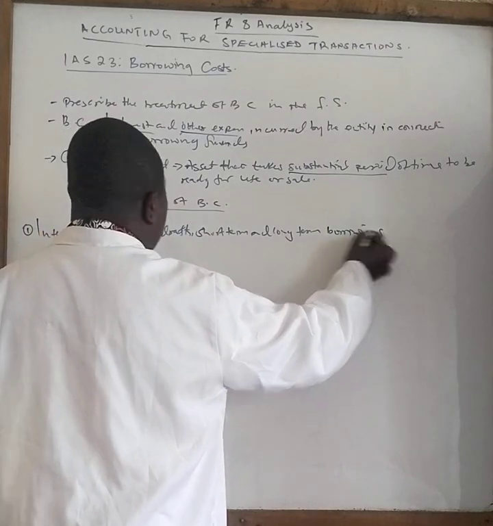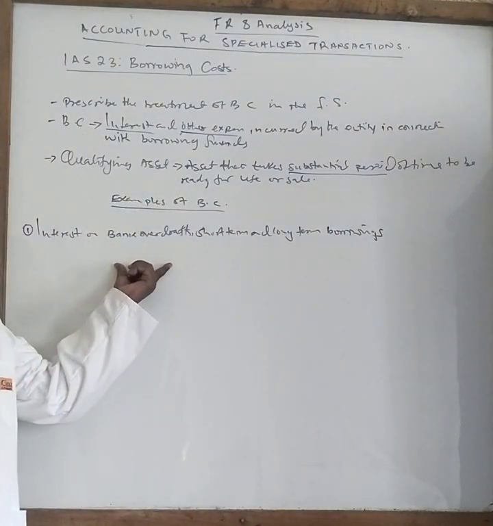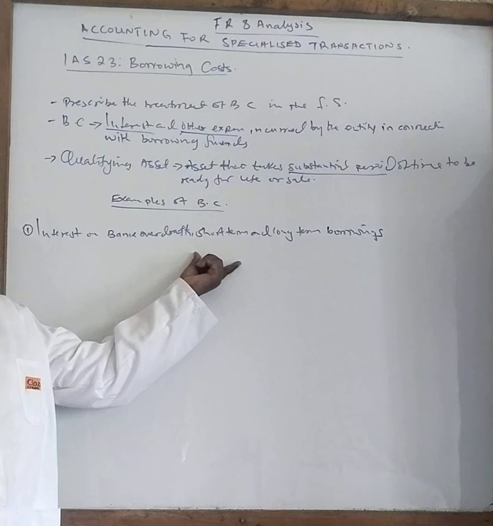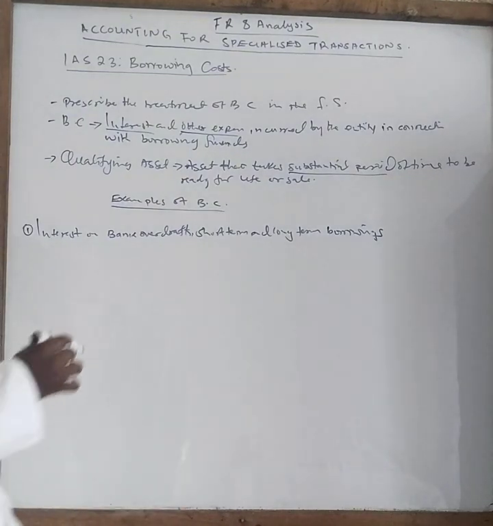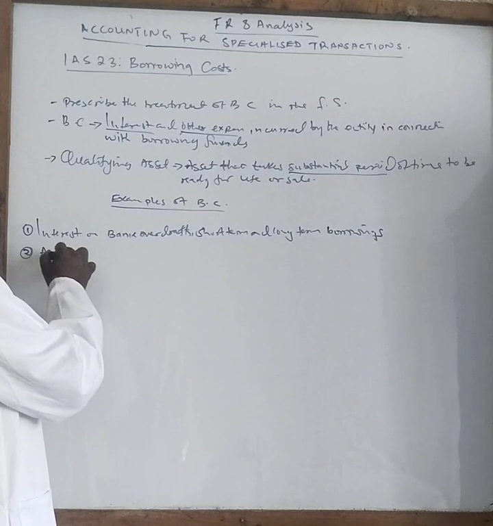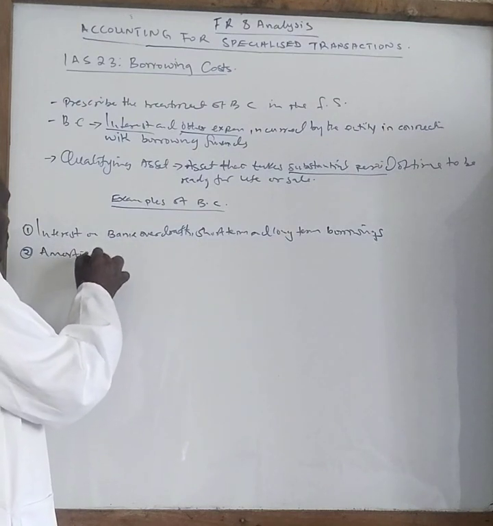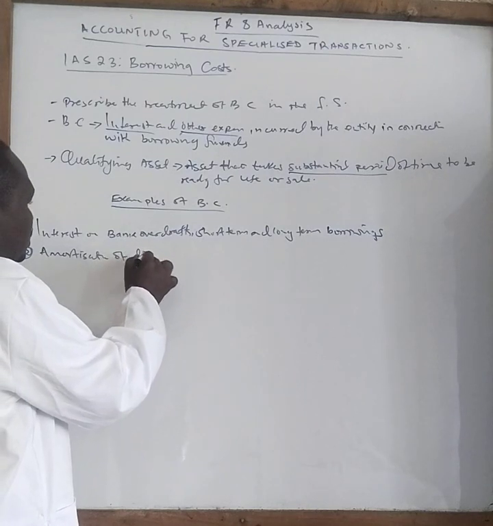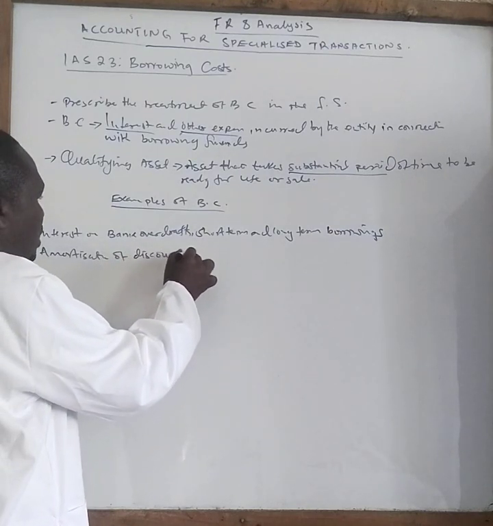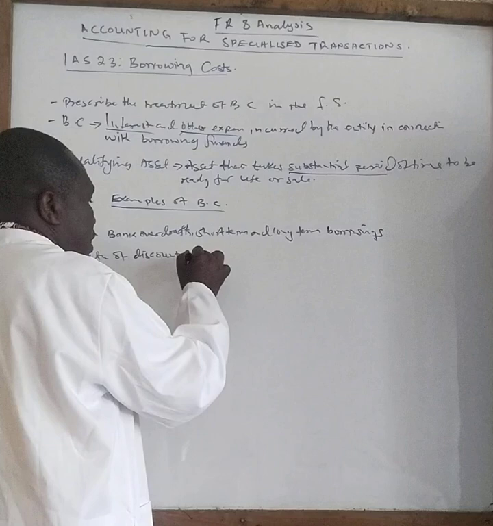So you can borrow either in the form of a bank overdraft or a short-term period of time that is less than 12 months, or you can borrow it for a long period of time. So another example of the costs that fall under borrowing cost is what they call amortization of discounts and premiums.